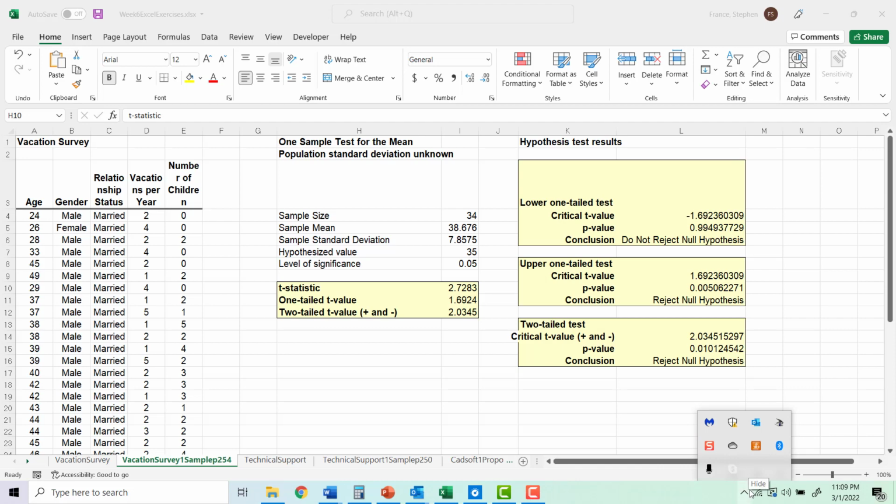So let's just work out where my whiteboard is. So the tests we're going to do are going to be the single sample t-test.